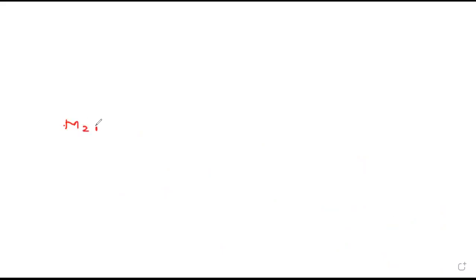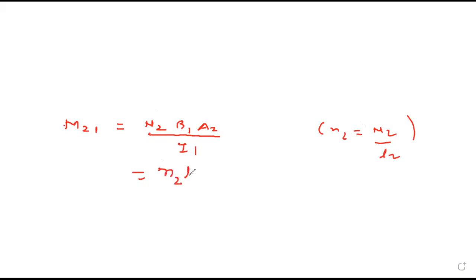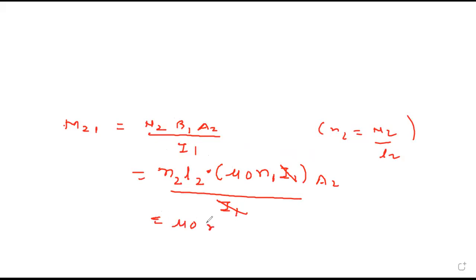So the emf of second due to flux of first will be N2 times the flux associated, which is nothing but B·A. So B of the first one and area of the second one upon the length, current I1. See, what is N2? Number of turns per unit length. So I can write this as N2 into L2, the number of turns per unit length. Therefore, it becomes N2 into L2 into B1, and for a solenoid B1 is mu naught into number of turns per unit length into the current flowing in that coil, into area A2 upon I1. I1 will get cancelled.